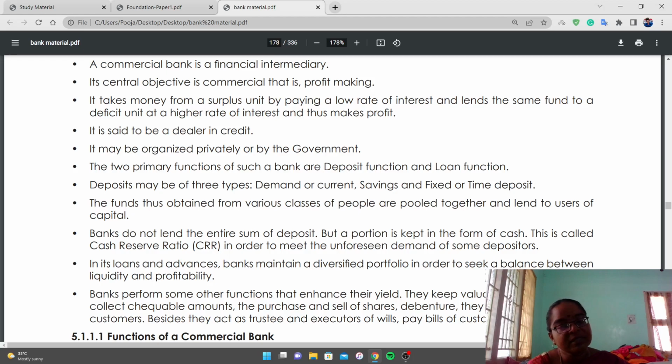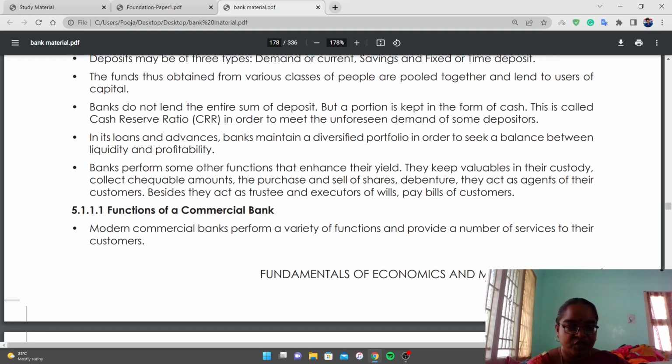And banks perform certain other functions also. There is custody, collecting check amounts, purchase and selling of shares, debentures. They act as agents of their customers. For this, they charge fees from the customers. And now, functions of commercial banks.